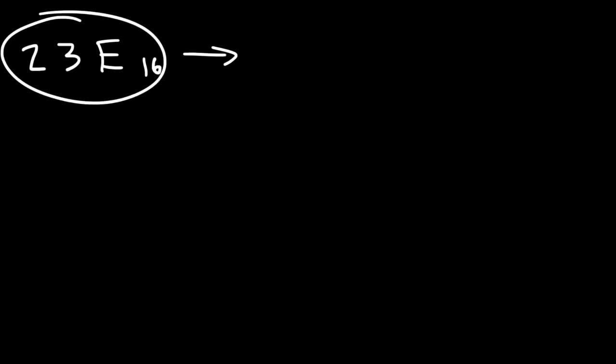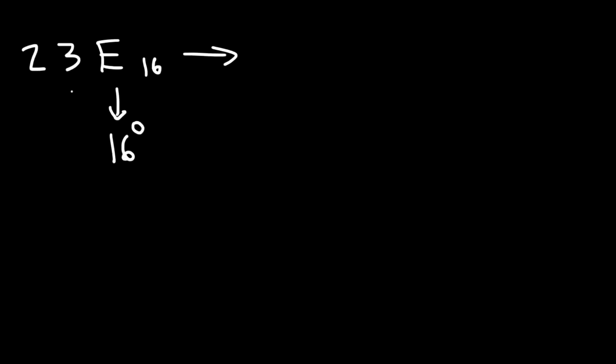Now let's work on some examples. Consider the number 23E in the hexadecimal system, so we have a subscript of 16. Convert the hexadecimal number into a decimal number. So how can we do that? The first letter E, we're going to multiply it by 16 to the 0 power. The second number, 3, going from right to left, we're going to multiply that by 16 to the first power. And then the next number, 2, we're going to multiply that by 16 to the second power.